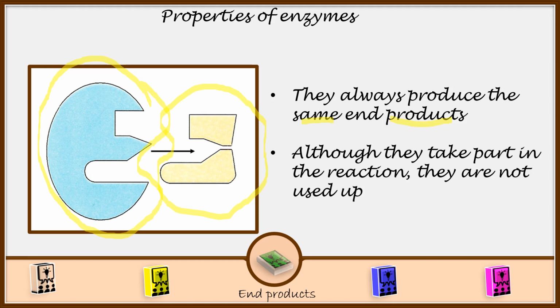Although they take part in the reaction, they are not used up. So we are seeing that our enzymes are taking part in millions of reactions, but they don't change their shape, meaning that they are not used up. So that means that one enzyme can work on millions of substrates.